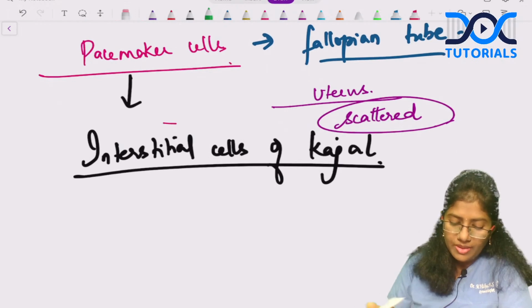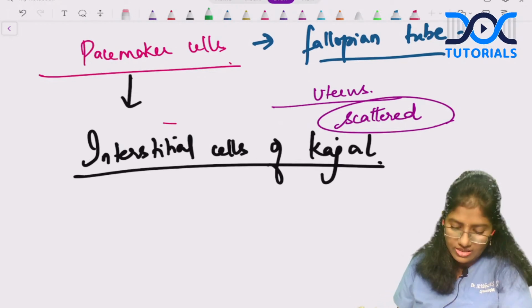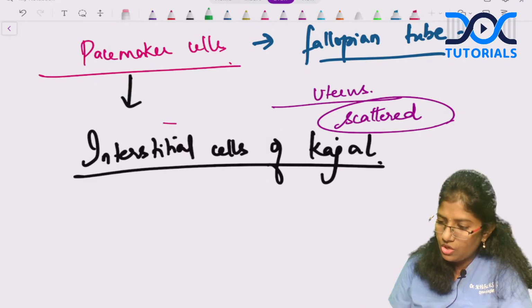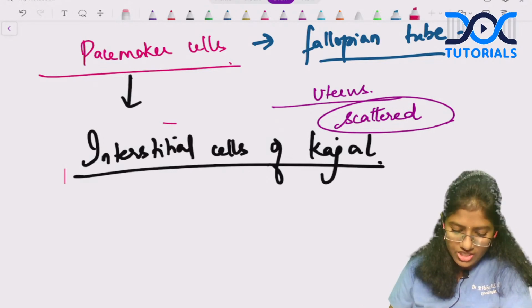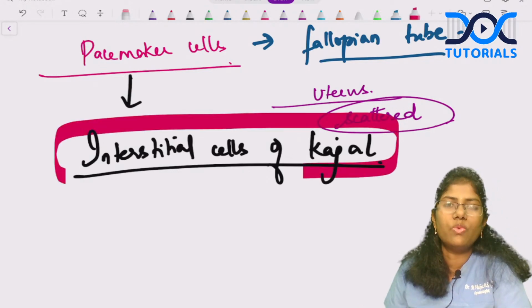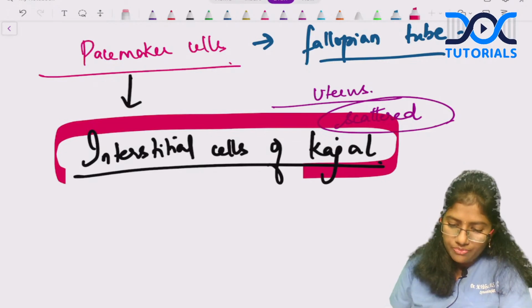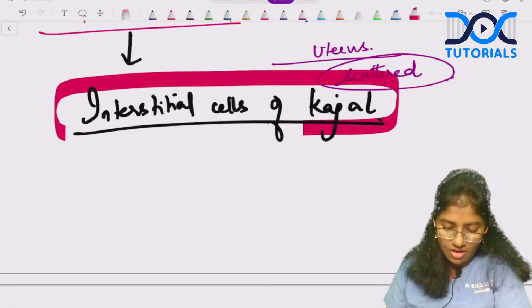What are these pacemaker cells otherwise called as? These pacemaker cells are otherwise called as interstitial cells of Kajal, and that was what I was trying to tell you. Okay.